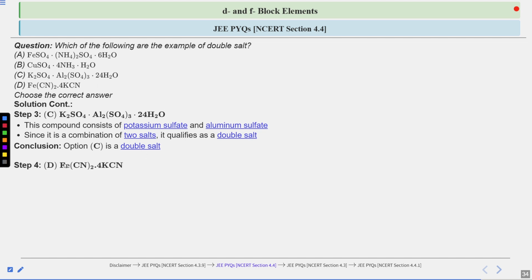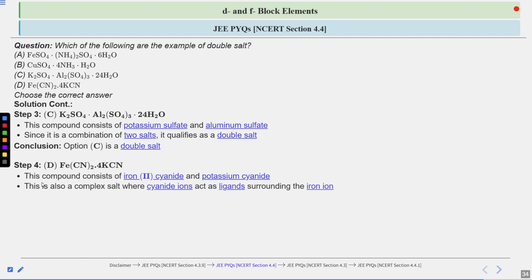Step 4 is for D salt, that is Fe(CN)2.4KCN. Now this compound consists of iron in the +2 oxidation state, cyanide, and potassium cyanide. Here, this is also a complex salt where cyanide ions act as ligands and surround the iron ion, where iron is going to be the central metal.